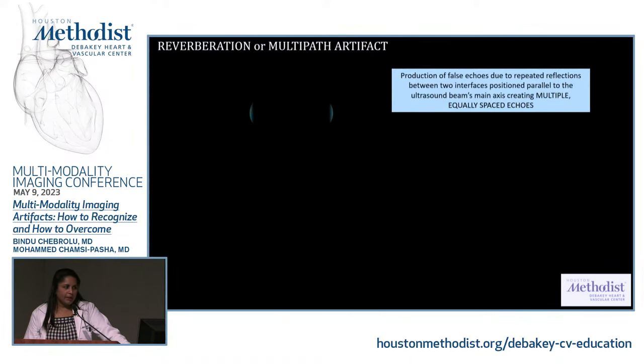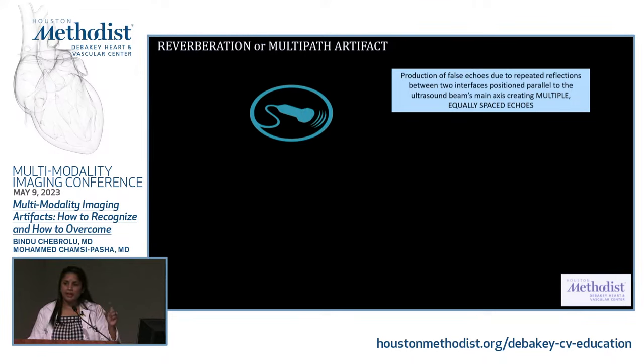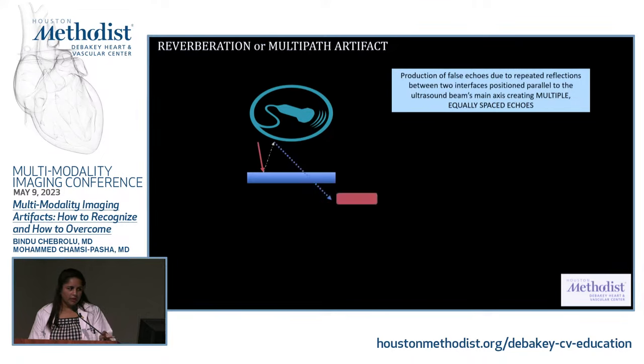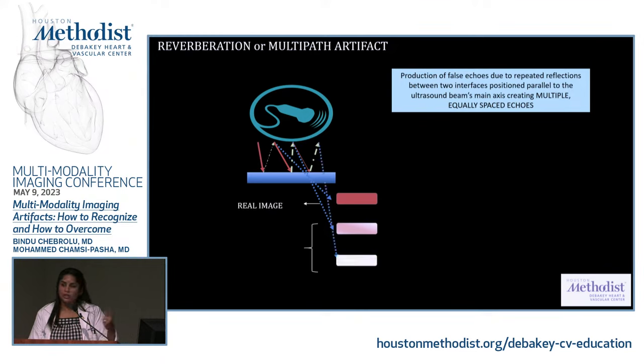Let's talk a little bit about reverberation or multipath artifact. It's nothing but when there are two specular interfaces, and the waves hit multiple times. Let me explain this even better. Imagine you're sending a wave. It hits the interface and then comes back and creates an image, right? Imagine if this happens again, if it's a very strong reflector, it does that again, and you see the second image. And imagine if it happens again, you're going to see a third image. Which one is the real one here?